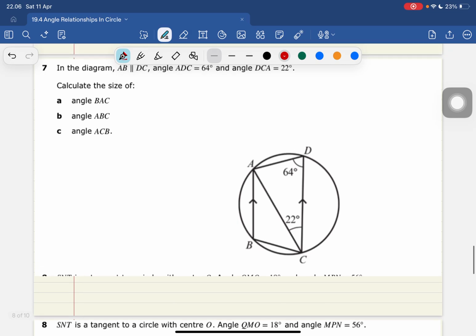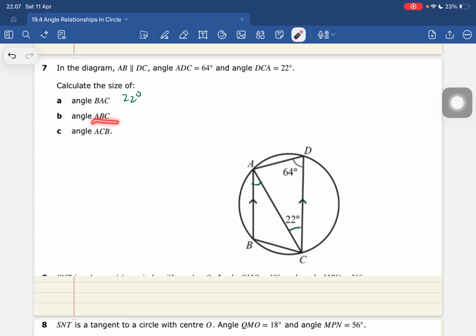Okay, number 7. Let's find angle BAC. Look at it, they are parallel, so they are alternate angles. So here also is going to be 22 degrees. They are alternate angles.